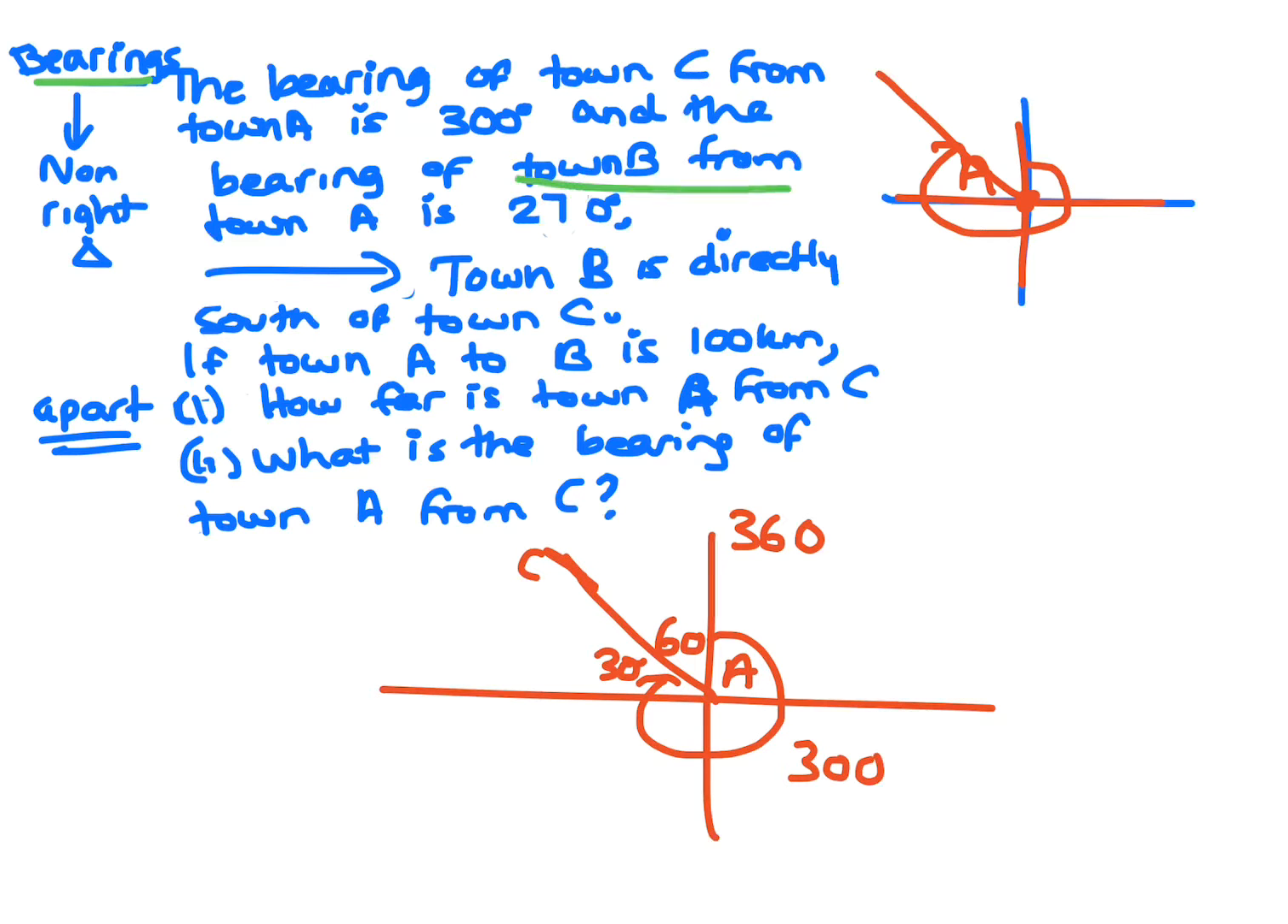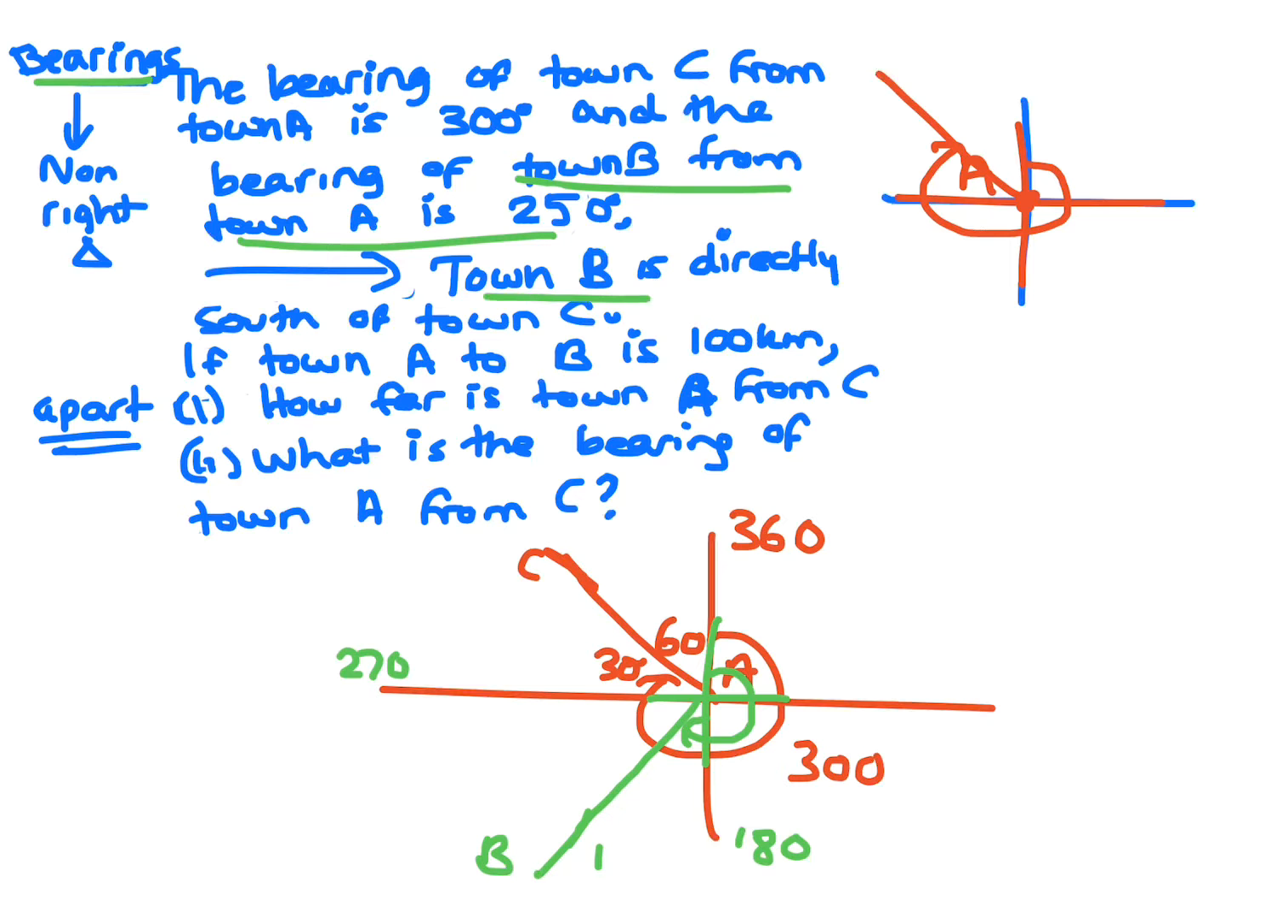Now, town B from town A is 270. I'm going to change that slightly, because I'd rather have it something more like 250. So if we go 250, from town A we want town B, so we turn to 250. That's 180, that's 270, so 250 is going to be somewhere out here. I'm just going to draw it like that.